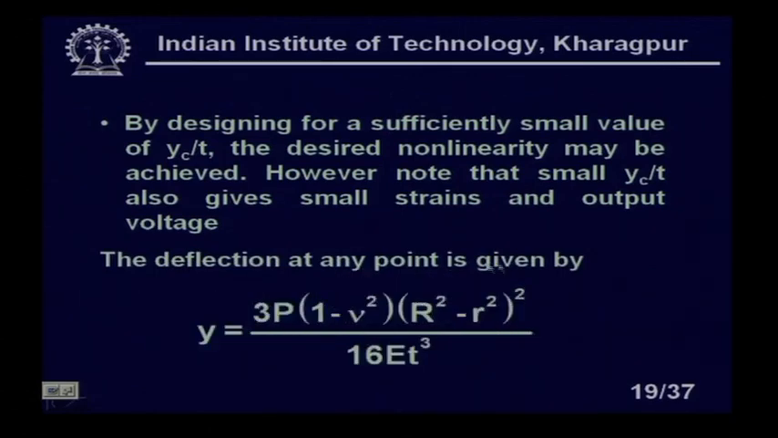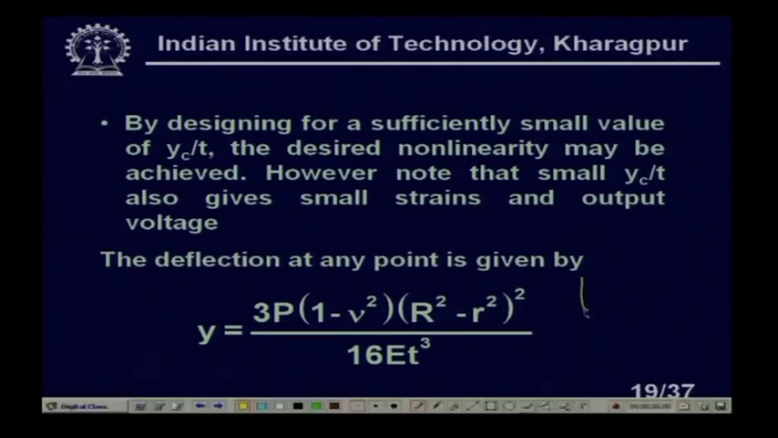Now, the deflection at any other point, other than the central point, at a distance r, y is given by this expression: y equal to 3P(1 minus nu square)(R square minus r square) upon 16 E t cube. Okay. What is that? Let us look at it.